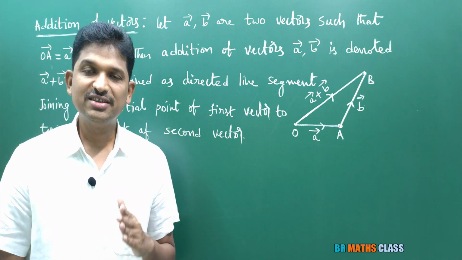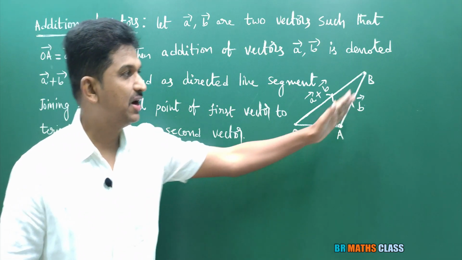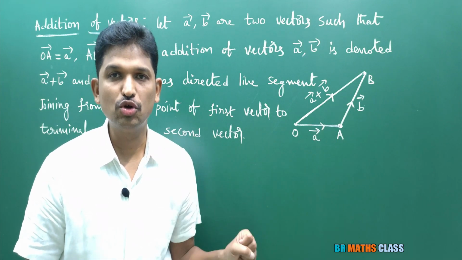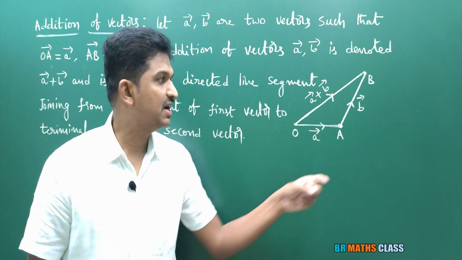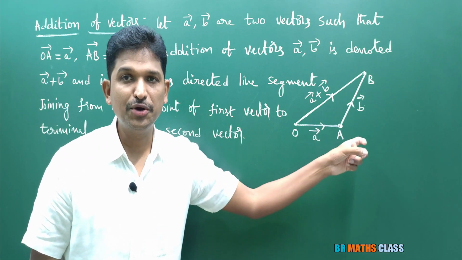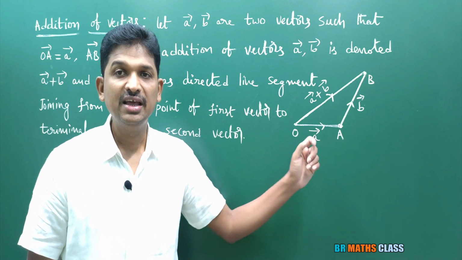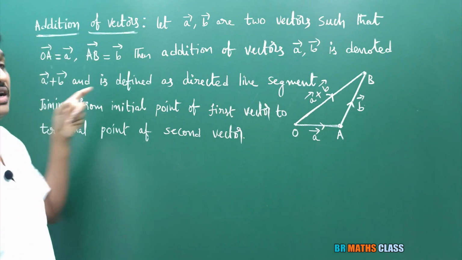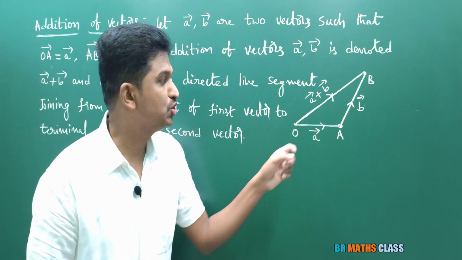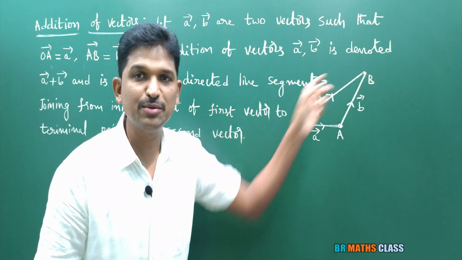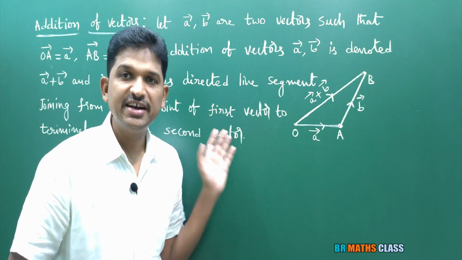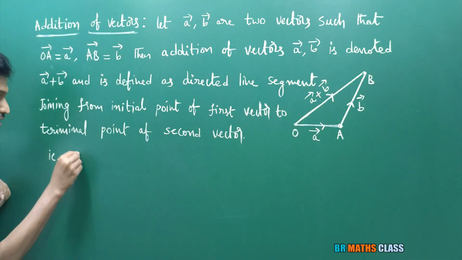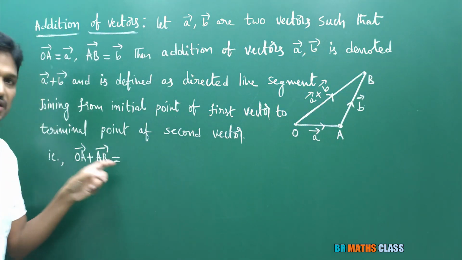I'll quickly recall the definition of addition of vectors. Let A bar, B bar be two vectors such that OA bar equals A bar and AB bar equals B bar. Here the point you need to understand is that the terminal point of the first vector and the initial point of the second vector must be the same. Then addition of vectors A bar, B bar is denoted by A bar plus B bar, and it is defined as the directed line segment joining the initial point of the first vector to the terminal point of the second vector. In simple words, look here: OA bar plus AB bar.